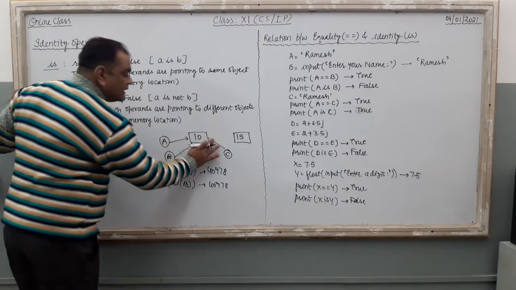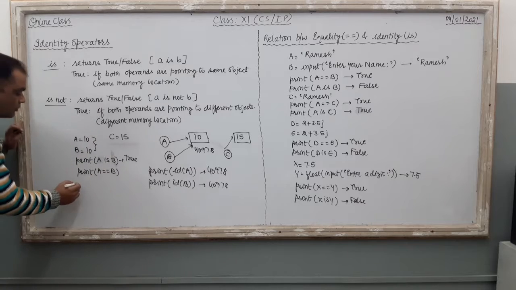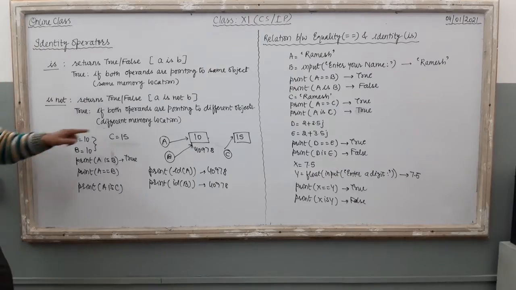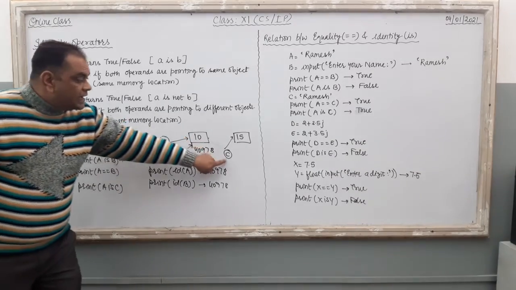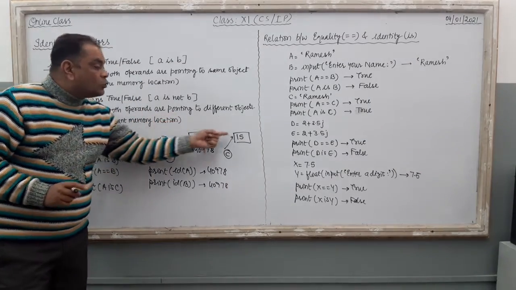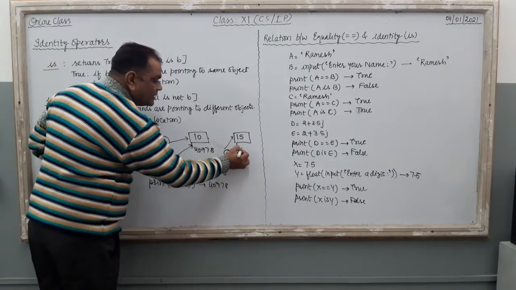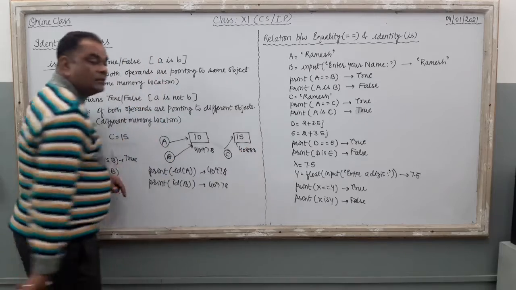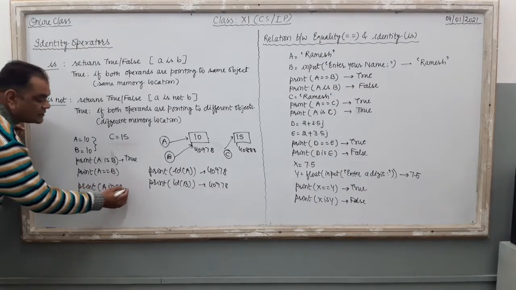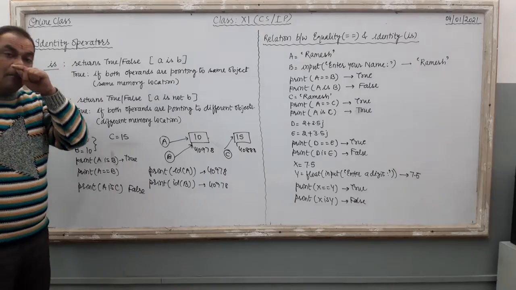Now suppose C is the previous one, C indicates 15. I am going to remove this line. Now if you use this command, print A is C, what will happen here? A indicates 10, C indicates 15. These two different variables are pointing to two different objects. The object location is not the same. Suppose the location of this one is this, and here the location is this one. The locations of these two different values are not the same. So if you use A is C, the computer generates a false result. Done. This is the "is" operator.